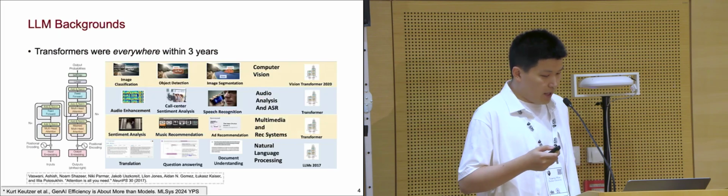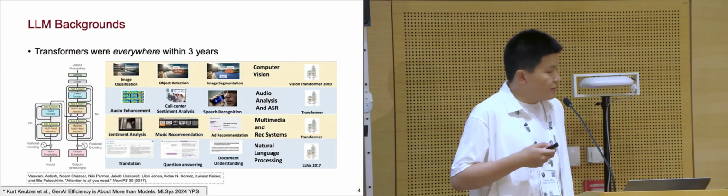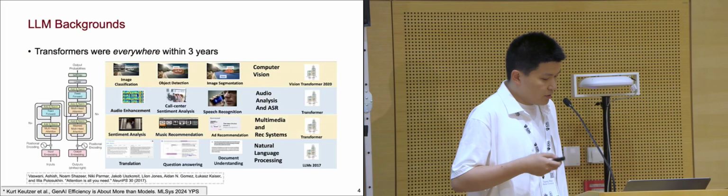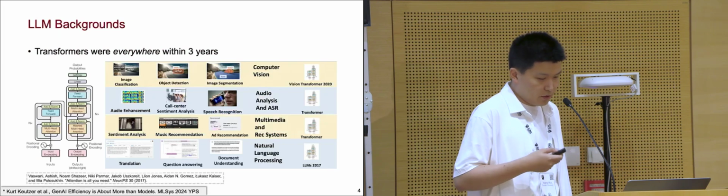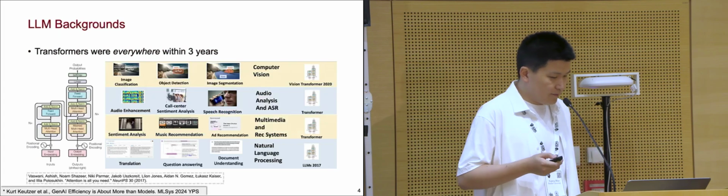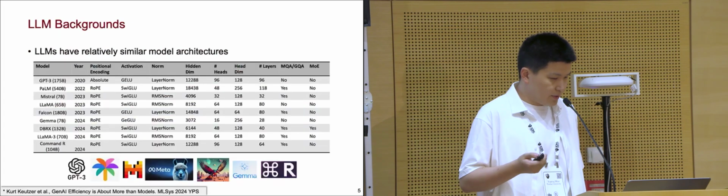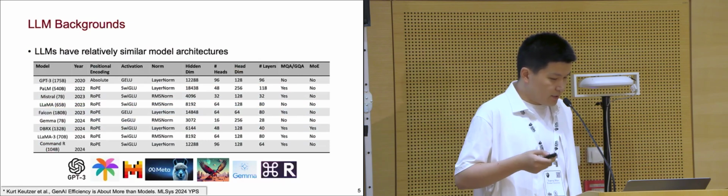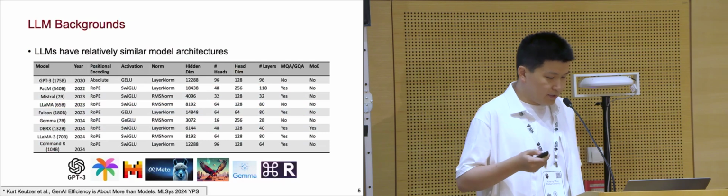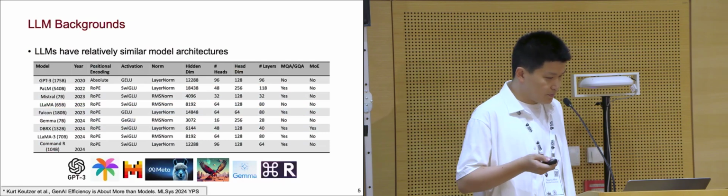Given the increasing diversity of these applications, it would be natural to expect that the model architectures used in deep learning would be more diverse, but the opposite is happening. Transformer as a game changer was first proposed by the paper Attention is All You Need in 2017. After that, Transformer has become everywhere within 3 years. For example, computer vision, audio analysis, and many other application scenarios started to use transformer model architectures.